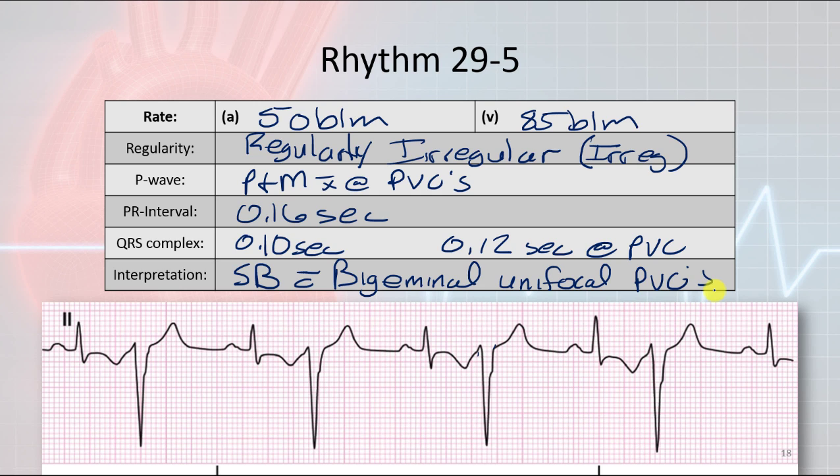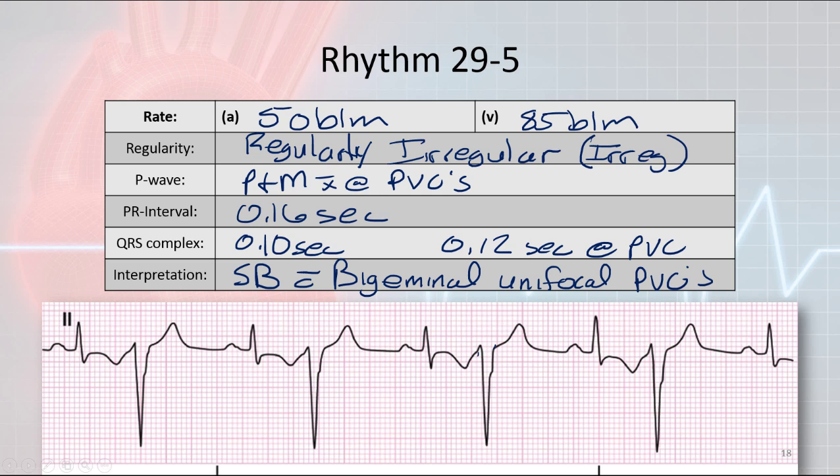That's a pretty big interpretation for this kind of strip right here. It doesn't look like there's a lot going on, but there really is. Notice how I identified exactly what was going on. I have a sinus brady, which means I can only find P waves that are less than 60 beats a minute. Bigeminal means that something is occurring every other beat, every other normal beat. Unifocal tells me that all the anomalies are the same morphology, and the PVCs identify what exactly the anomaly is.